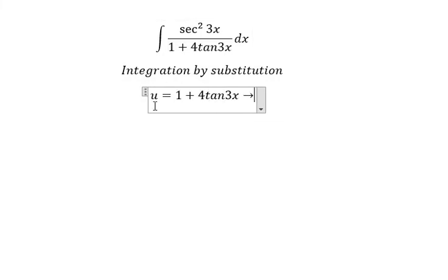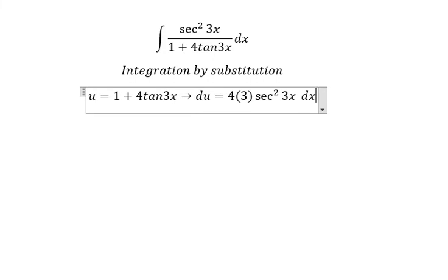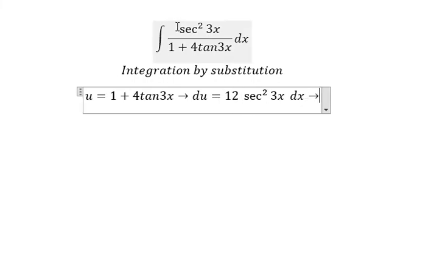So if we take the first derivative for both sides, we have 3 from here, secant of 3x squared dx. Number 4 times number 3, we have number 12. Because we don't have number 12 in here, we need to divide both sides by number 12.